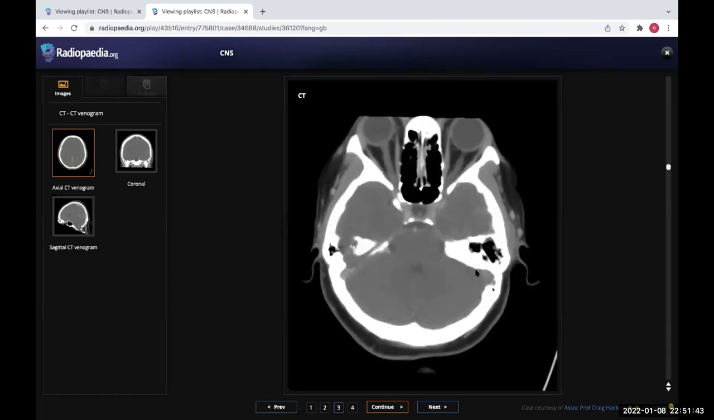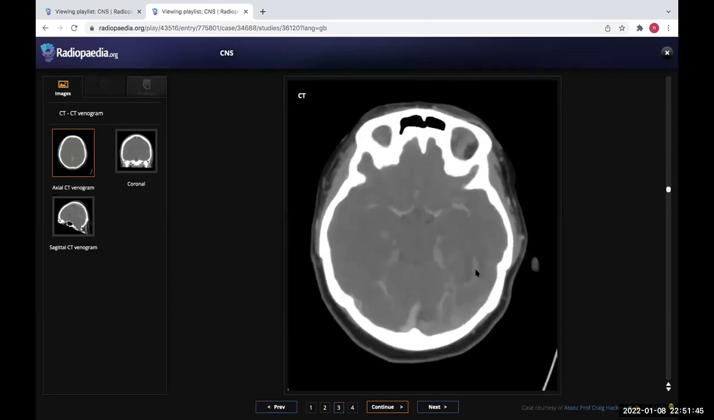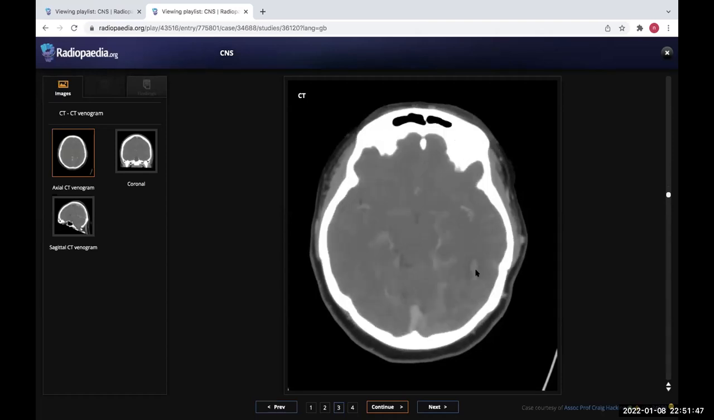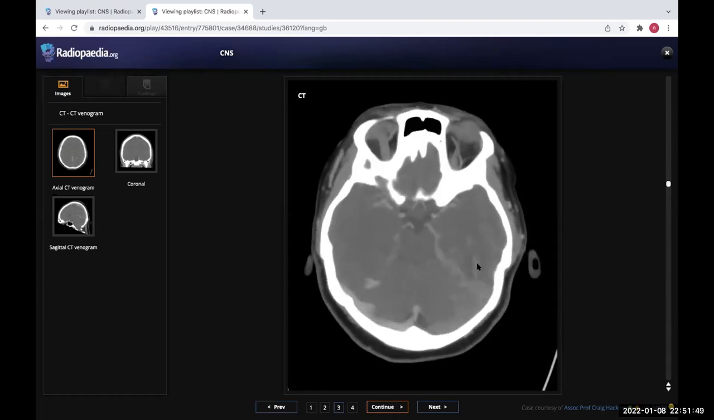Which arterial territory is here? Is it in the arterial territory or? This hemorrhage, you mean? Yes. No, it's not in the arterial territory, actually. It is in the venous territory. Yeah, good. So what do you think, your last suggestion or diagnosis?